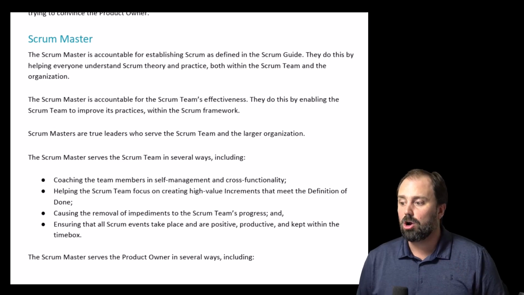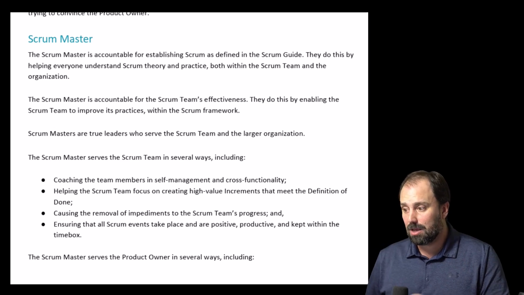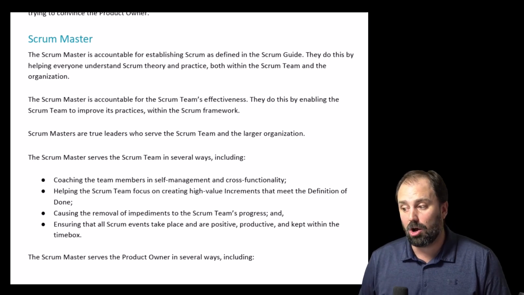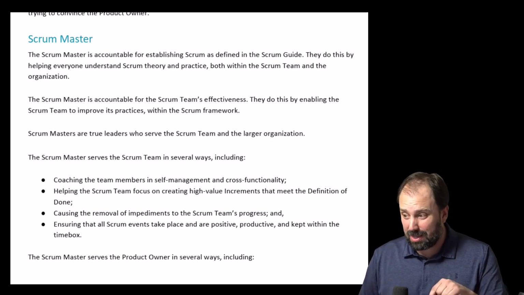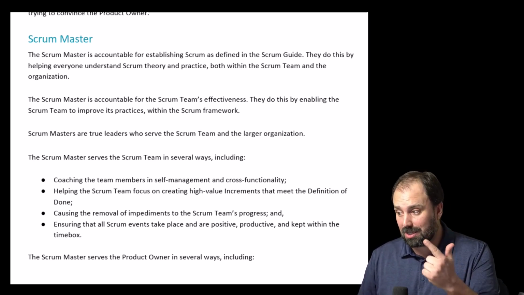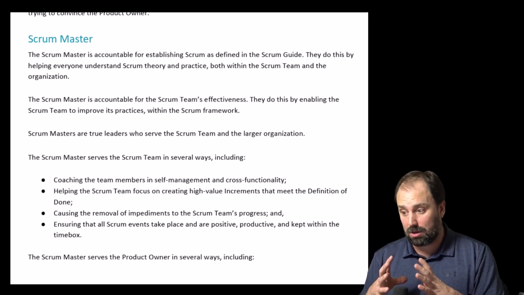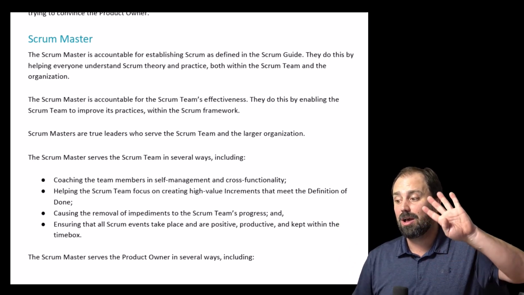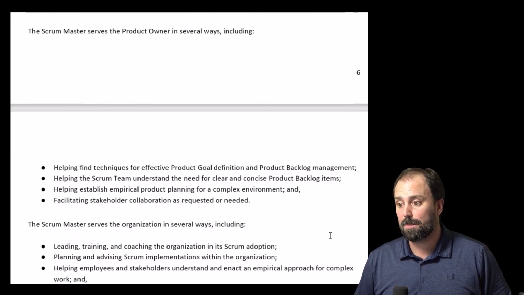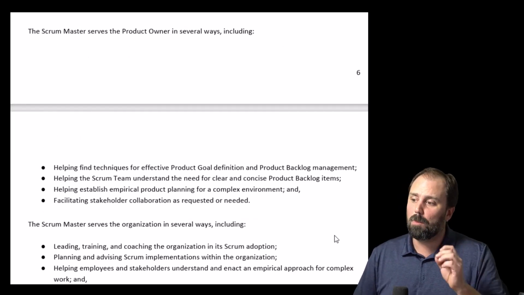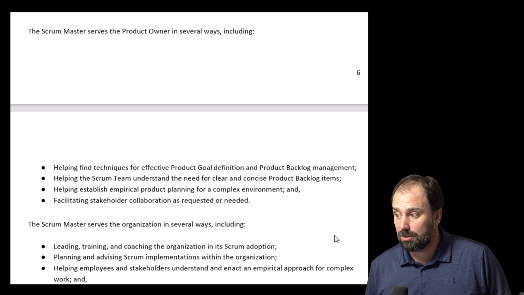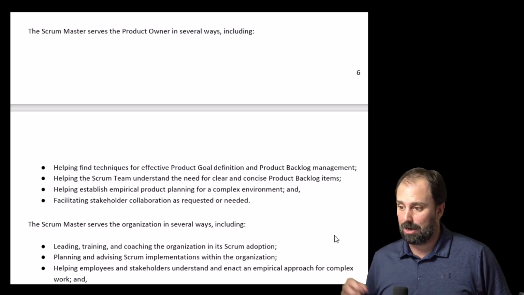Number 3, causing the removal of impediments to the Scrum team's progress. And number 4, ensuring that all Scrum events take place and are positive, productive, and kept within the time box. The Scrum Master serves the product owner in several ways, including, number 1, helping find techniques for effective product goal definition and product backlog management.